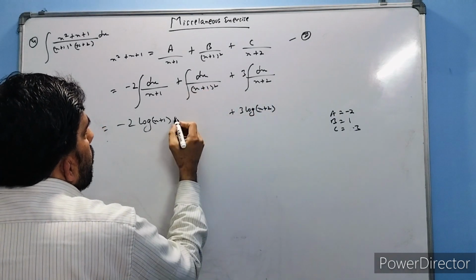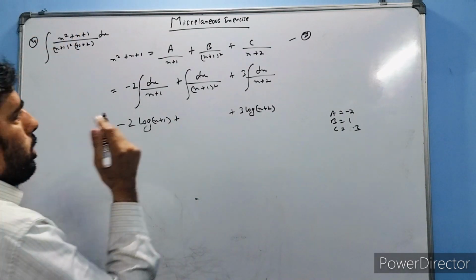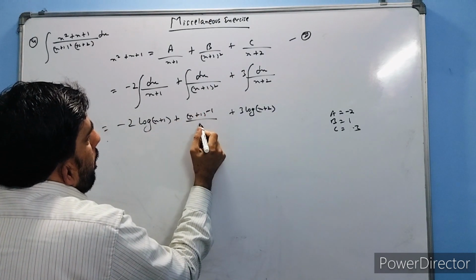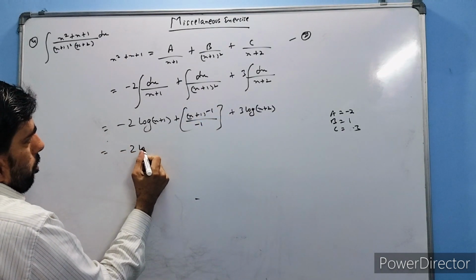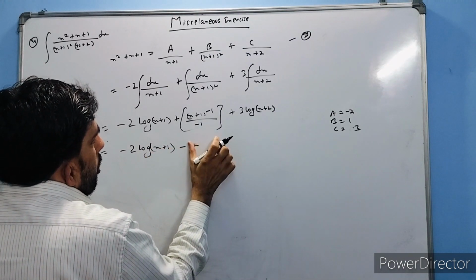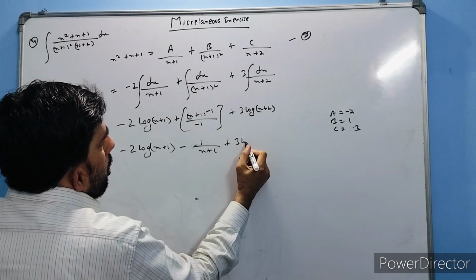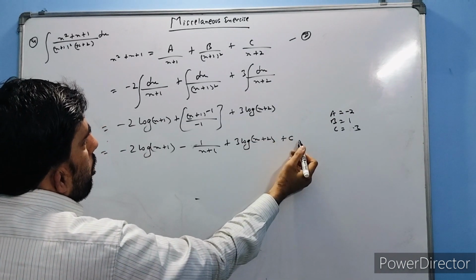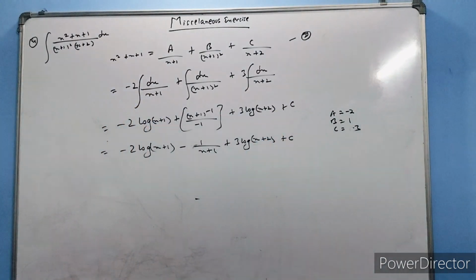And here what we will do now, we have a square, so we'll take it to the upper side. So minus 2 plus 1 will be minus 1, upon minus 2 minus 1. So this is how we integrate. So we got minus 2 log x plus 1, minus 1 upon x plus 1, plus 3 log x plus 2, plus c. That is how we'll be able to solve such kind of numericals.